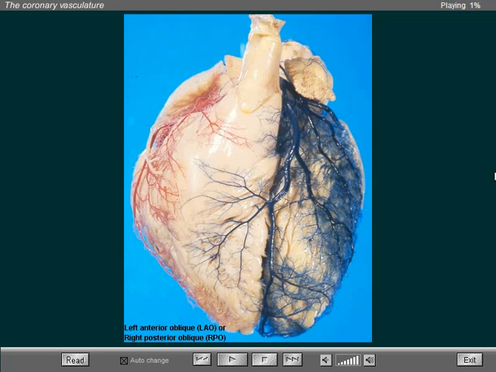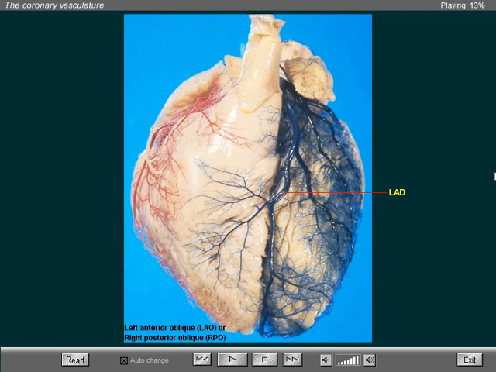When we turn the patient into a left anterior oblique projection at a 45-degree angle, we can see that the left anterior descending division of the left coronary artery runs in the anterior portion of the interventricular septum, in the interventricular groove, in the epicardial surface of the heart.